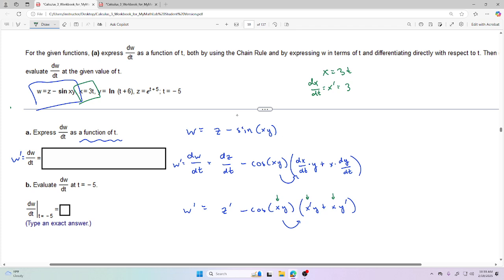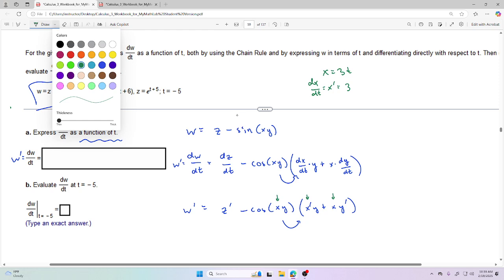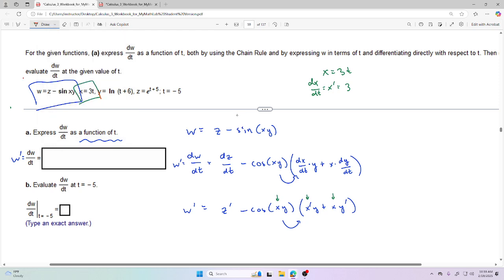Okay, let's look at the Y's. I use different colors, so it's fun. Now for my Y's. So Y is equal to ln of t plus 6. So what's Y prime? What's my dy dt? Perfect, perfect, perfect. Derivative of ln is 1 over stuff. And the derivative of the inside is just a 1. So we're good. Perfect. 100%.